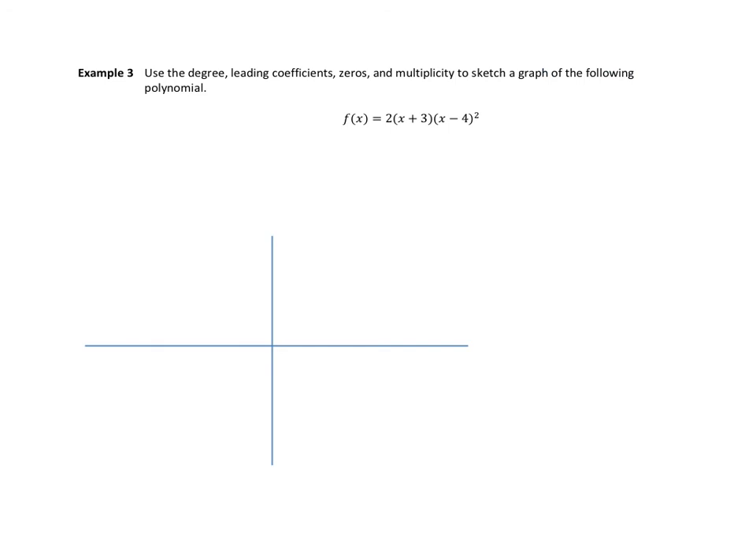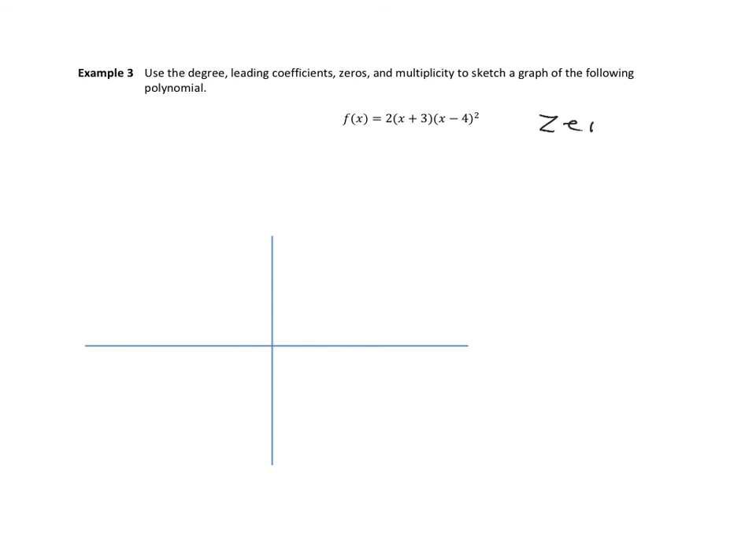In our last example, same idea. I'd like to sketch a decent graph of this function using these definitions. To start with, the way that this polynomial is written is actually factored and not expanded, which is nice because you can determine the zeros and the multiplicity relatively easily. So let's do that first.